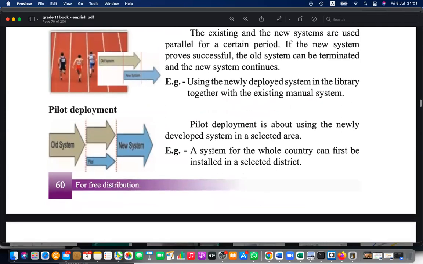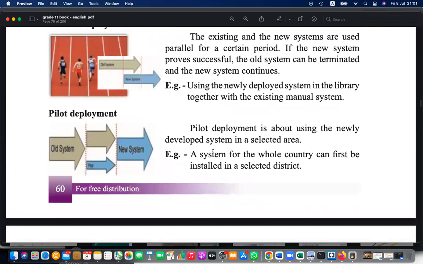Then the third one, pilot. Pilot means you take a sample and just apply this to the sample. Let's say you want to make curd from milk. If you have not done that before, you only take a small sample and test it. That is the pilot deployment.